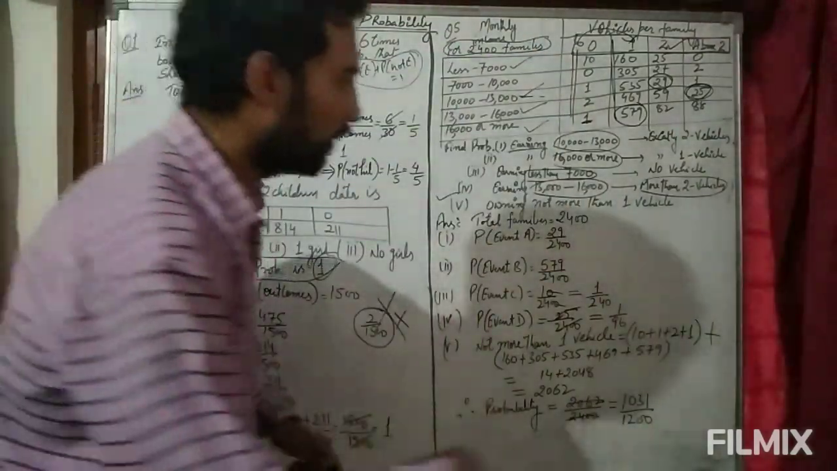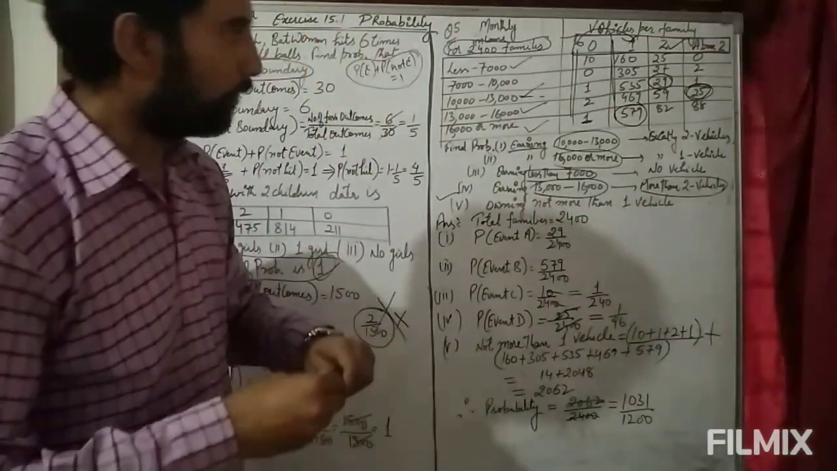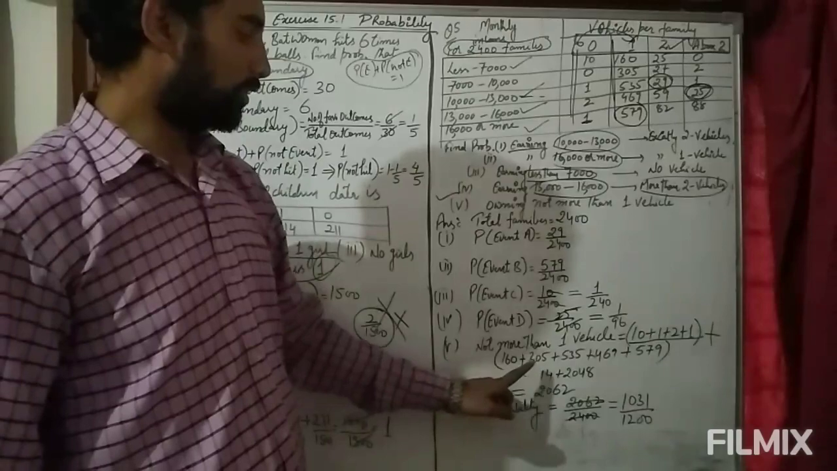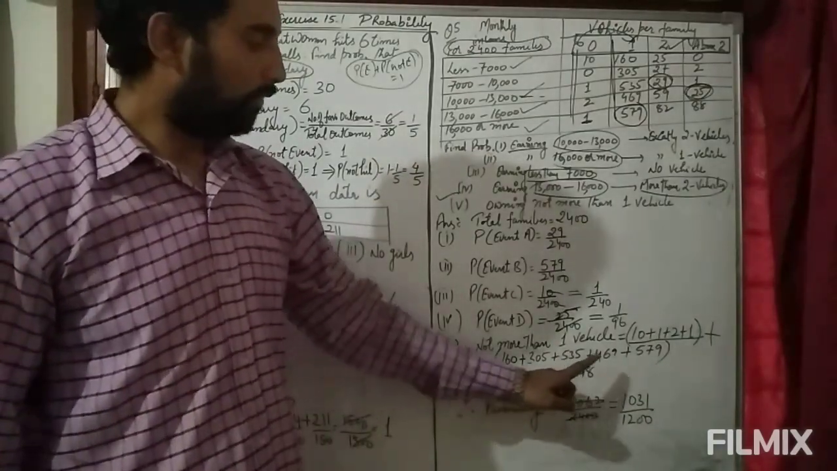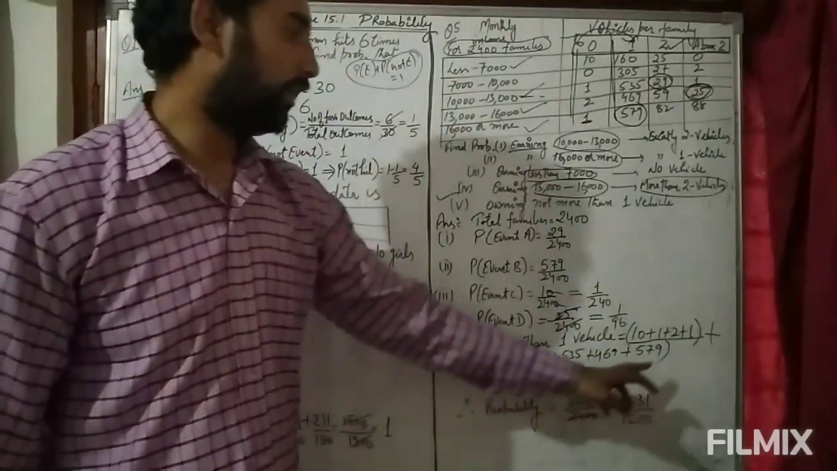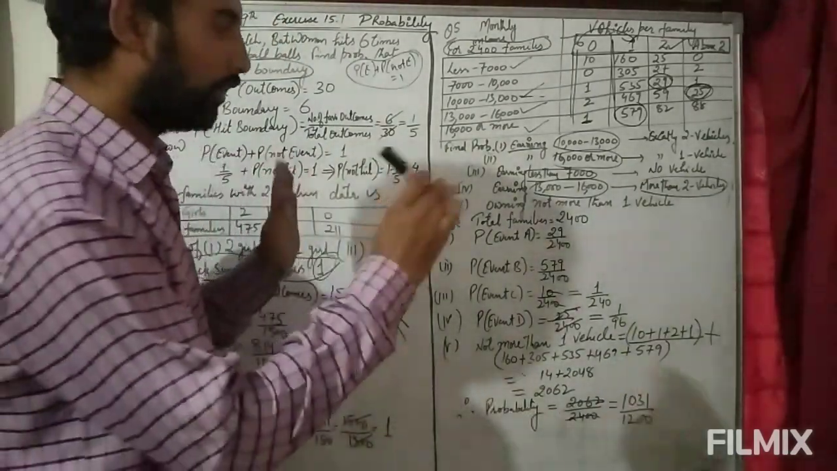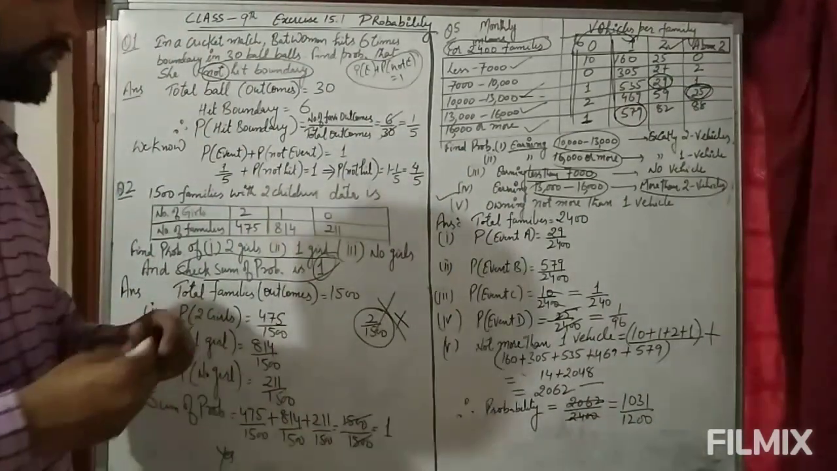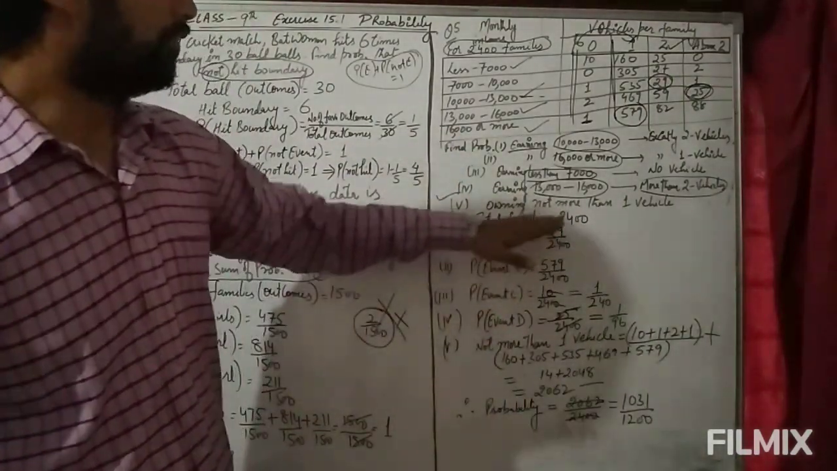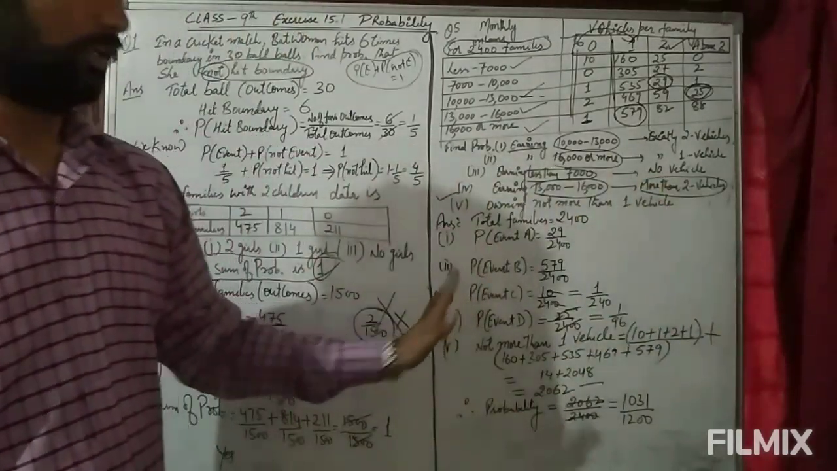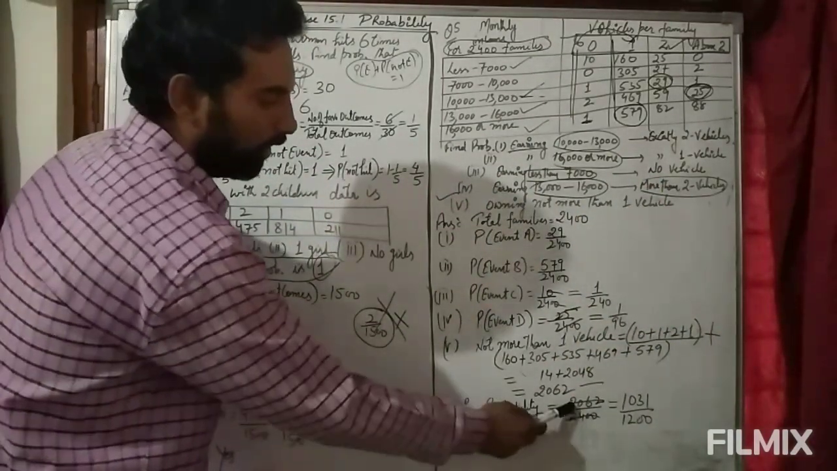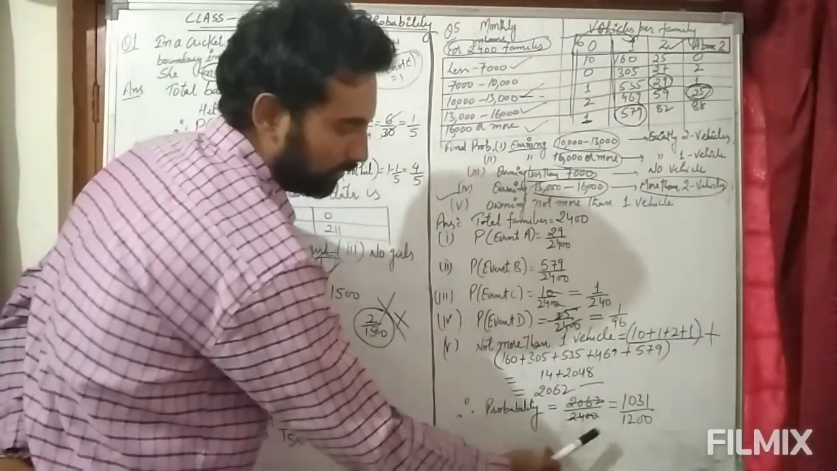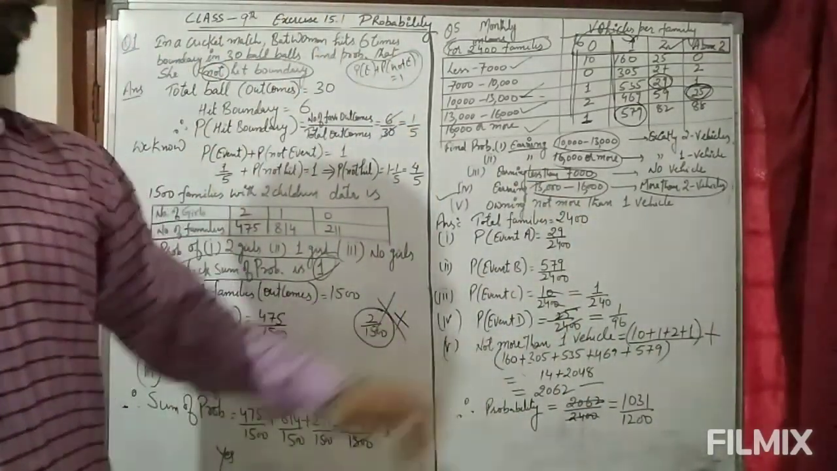First I write them down and add them. These are the families plus the number of families having one vehicle: 160, 305, 535, then 469, then 579. When we add it, the total becomes 2,062 families having 1 vehicle or fewer. So what is the probability for that? 2062 divided by the total, which is 2400. When we cancel it, the answer becomes 1031 upon 1200.